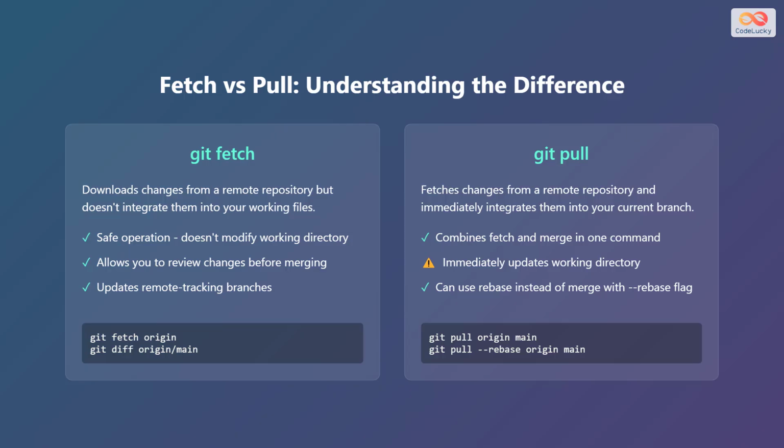On the other hand, git pull fetches changes from a remote repository and immediately integrates them into your current branch. It combines the fetch and merge operations into one command. This immediately updates your working directory. You can use rebase instead of merge with the rebase flag. For example, git pull origin main or git pull --rebase origin main.